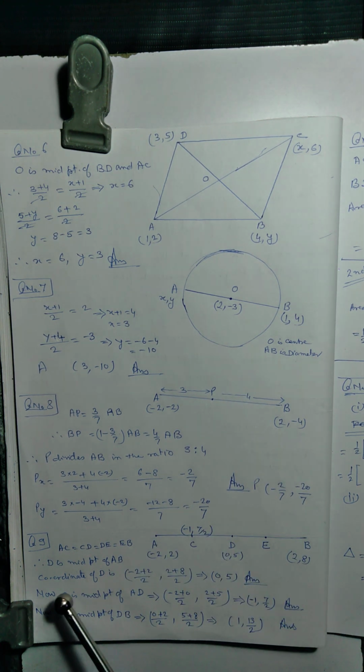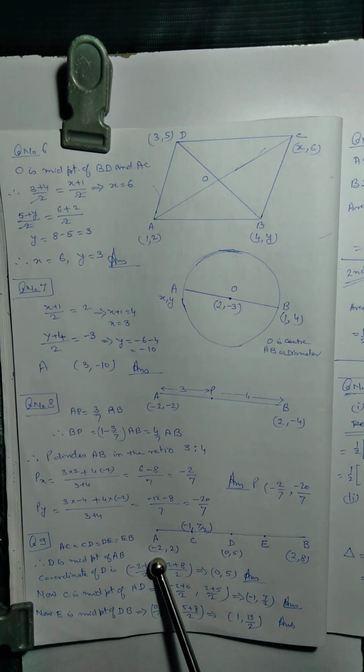I will proceed to question number 9. It states: find the coordinates of the points P which divide the line segment joining (minus 2, 2) and B, that is (2, 8), into 4 equal parts.